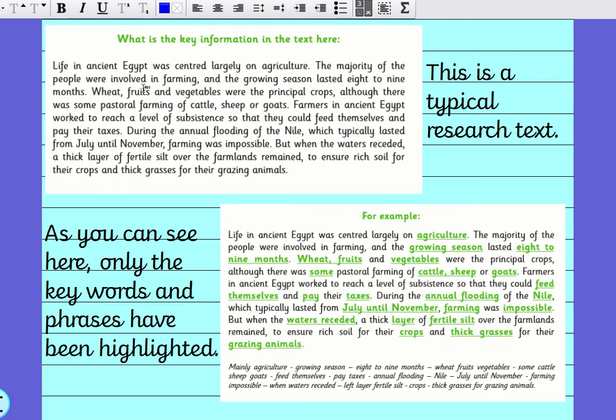This is a typical research text that we can see here at the top of the screen. And as you can see here, only the key words and phrases have been highlighted, and it might look a little bit familiar. That is because it is all about life in ancient Egypt. So there we go, there's all the words, and as you can see, they've put them there as an example. Now, that's brilliant, that's wonderful, and they are all there, but they're all in a bit of a jumble, they're all a bit mixed up, and they're not very clear, are they?